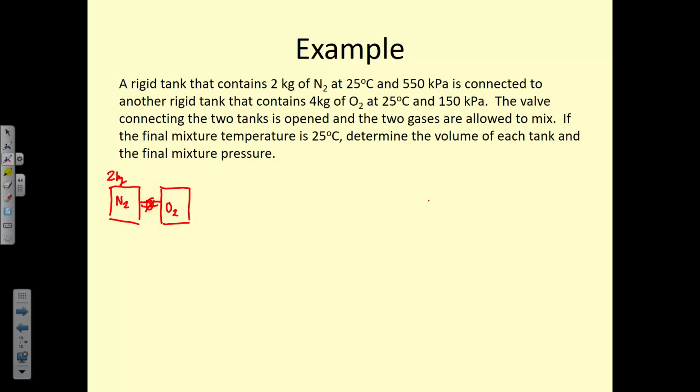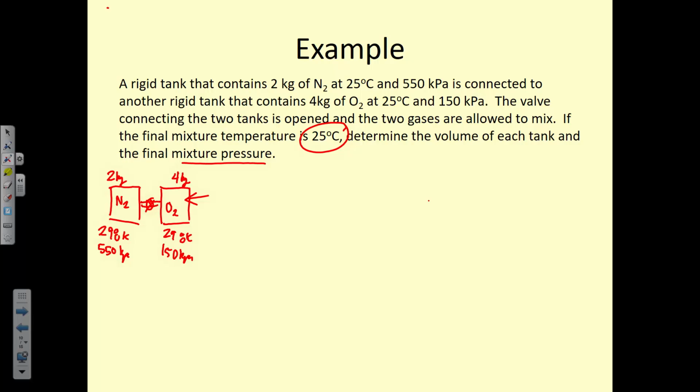So there's 2 kilograms of nitrogen, and it's at 25 Celsius, which we could go ahead and convert to Kelvin. It's 298 Kelvin, right? And 50 kilopascals. And then the oxygen, there's 4 kilograms of that, and it's also at 298 Kelvin, and there's 150 kilopascals is the pressure. So the gases are allowed to mix, and we're assuming the final temperature is the same as the individual temperatures in the beginning. So we want to figure out the final volume, or determine the volume of each of the tanks and the final mixture pressure.